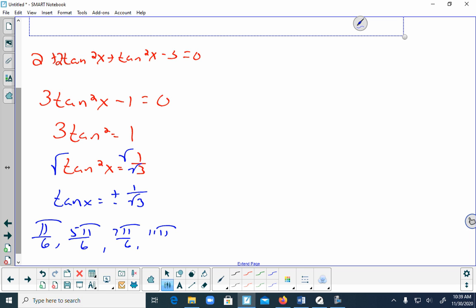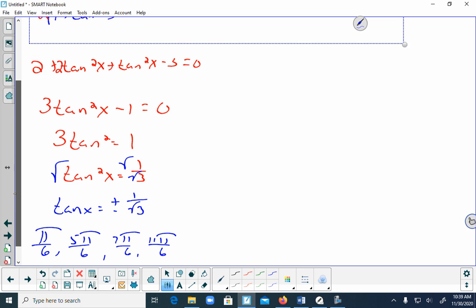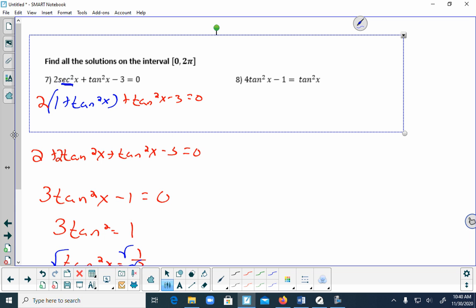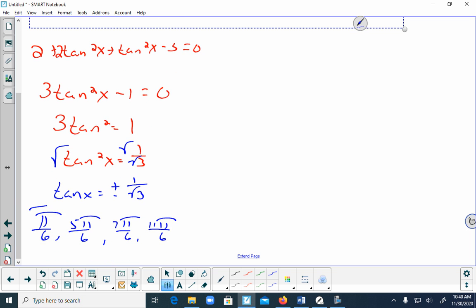11 pi over 6, and then I'm going to just go up here and make sure I'm just doing one lap around the unit circle, which I am, one lap around the unit circle. So these are all my answers.